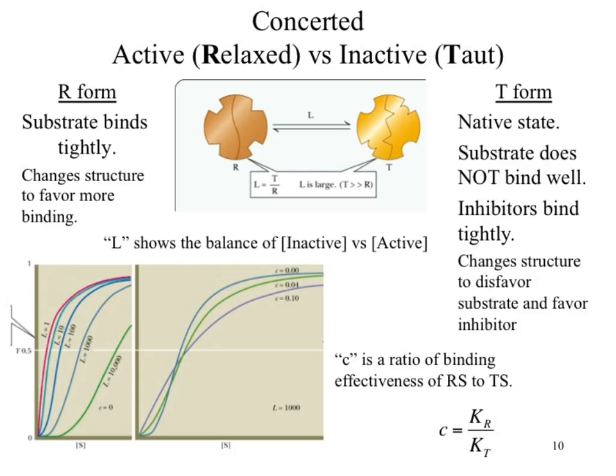What happens as L gets really big? Okay, so here's L again. It's our taut over our relaxed. If L is really, really big, what does that mean? Like you have a lot of inactive state. We have a lot of inactive state. What would we expect for our curve?